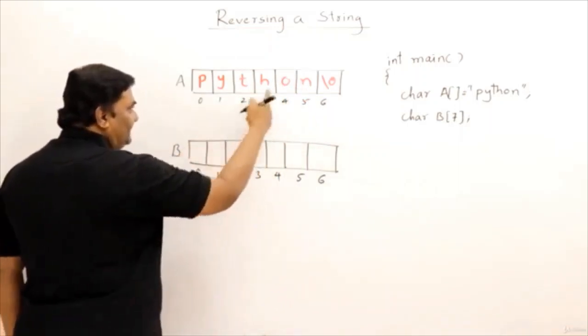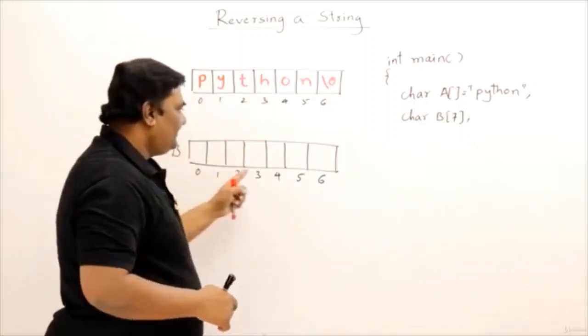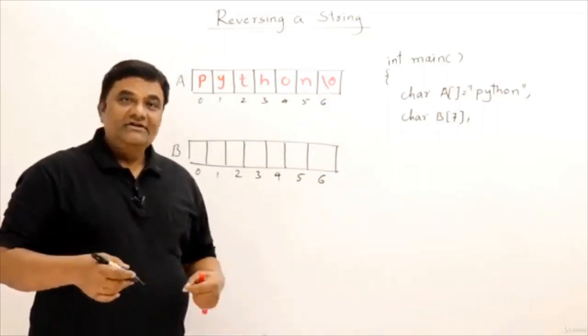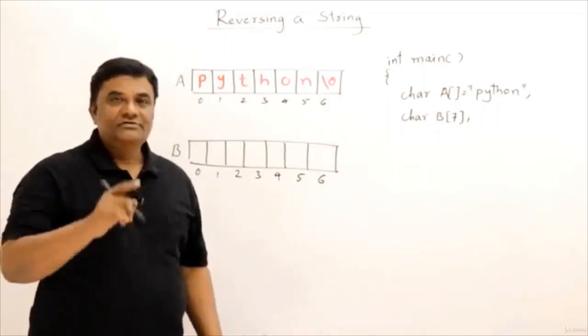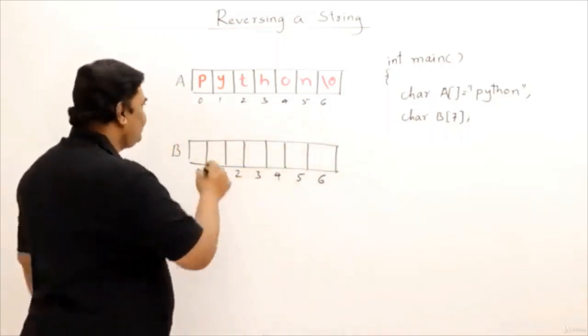So first I will copy N, then O, then H. In this way, I can copy all these alphabets and at the end add \0. So it is just like reverse copying a string. So first of all, I should reach till the end of a string. So let us do that.